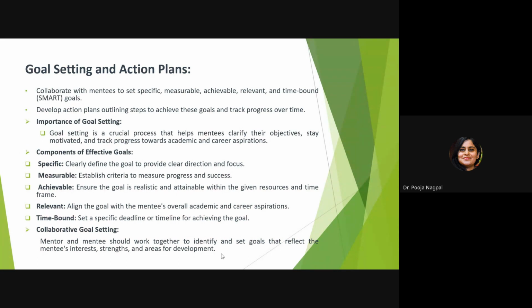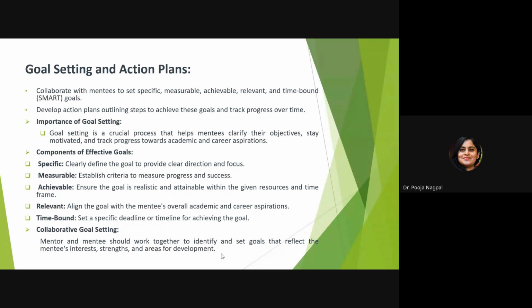So components of effective goals: specific, we have discussed; measurable, establish criteria to measure progress and success. It depends upon the format of that feedback form, or you can say the normal proforma for the mentorship program. In my form, there was a column asking whether your problems are solved or not, what remarks, what would you do for that problem. So that is a kind of measurable thing.